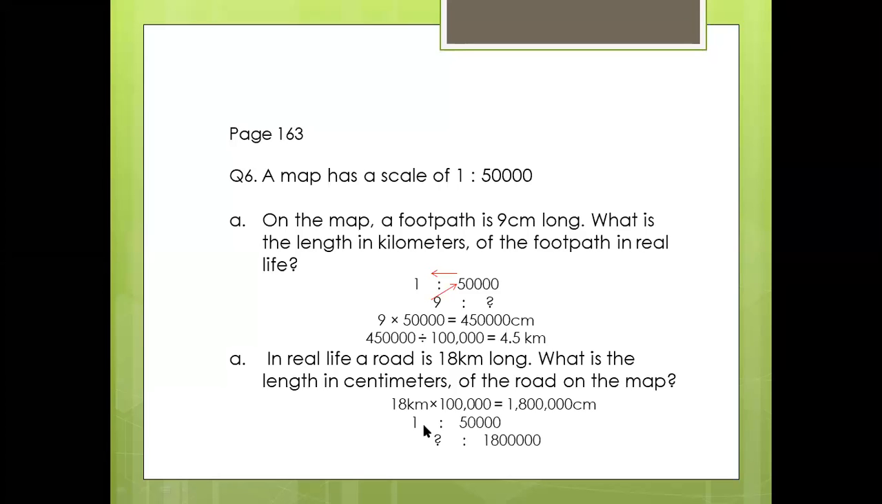We have 1 centimeter on the drawing, and it represents 50,000 centimeters in real life. Now real life is 1,800,000 centimeters. So what can we do? We divide it by 50,000. Bravo. So we multiply it by 1 and then divide it by 50,000, and the answer is 36 centimeters on the drawing. Okay, Jawad, thank you.